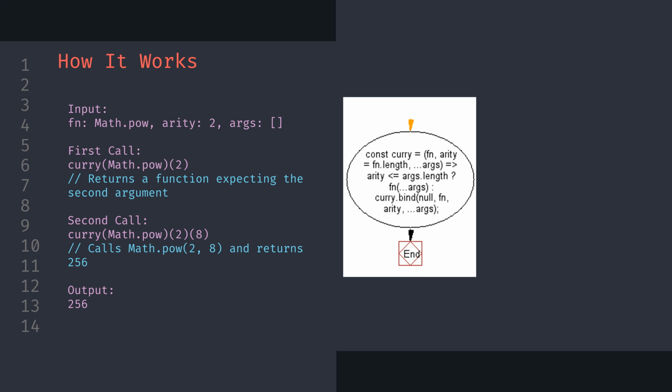This breakdown illustrates how currying works. Initially, the function is invoked with one argument. Since the total number of arguments is not yet met, it returns another function. This process continues until all required arguments are supplied, at which point the original function is executed.